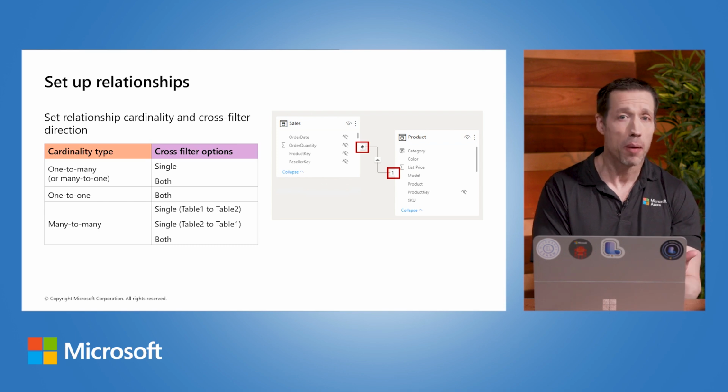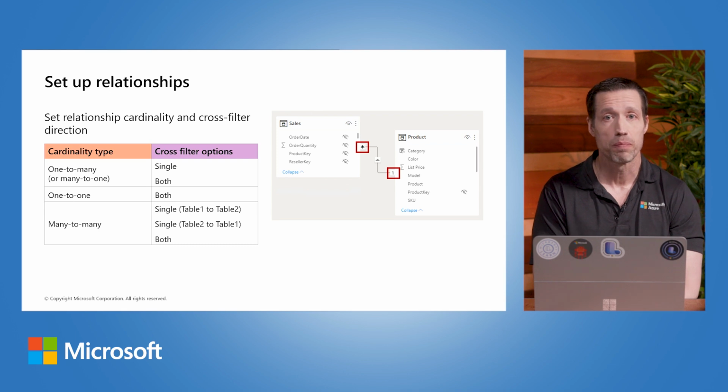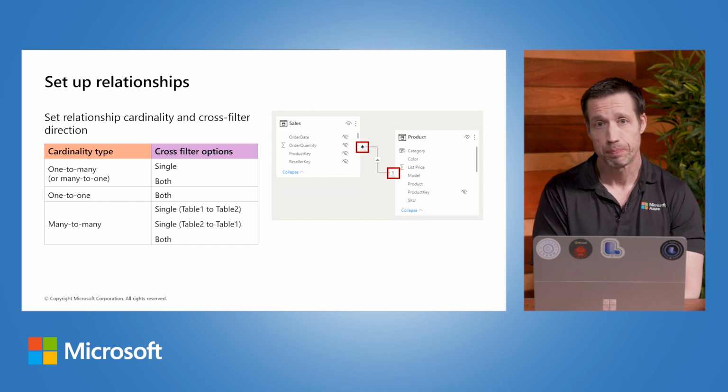In either case, you can update the cardinality type if any one-side columns contain unique values, or the table is yet to be loaded with rows of data. Let's briefly discuss each cardinality type.